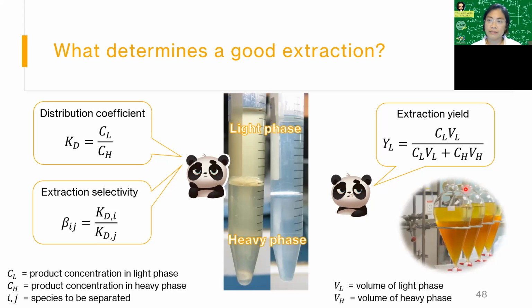You mix your solvent to extract your product, and then you put them all together in this separating funnel, leave it, and then the two phases will be separated. Down below you have the valve that you can open and discard the lower phase, so the light phase and the heavy phase can be separated. Okay. So this is the extraction in the lab scale.